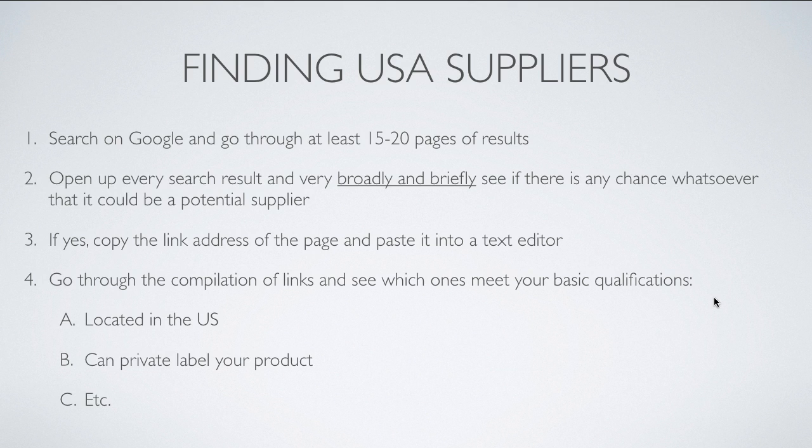Then once you have that final list, you actually have to contact these suppliers. We're going to get into contacting suppliers in a later lesson in this module. For now, we're just talking about finding these suppliers. This is the entire process. Again, search on Google, go through at least 15 to 20 pages, open up the search results, and look at each briefly. If it looks good, if it's a yes, then copy the link address. If it's not good, then close the tab.